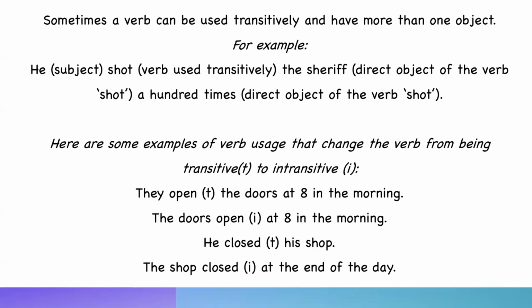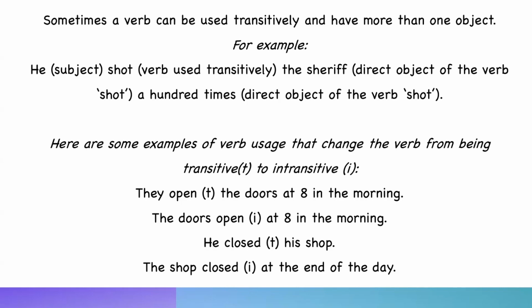Sometimes a verb can be used transitively and have more than one object. For example, he shot the sheriff 100 times. So the sheriff is the direct object of the verb shot. But the 100 times is also a direct object of the verb shot.